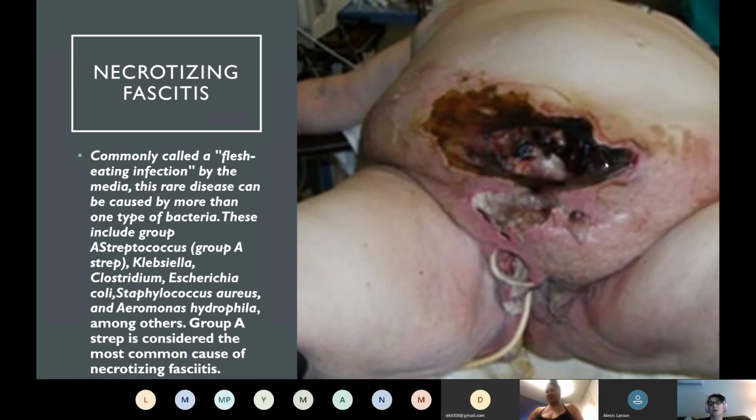See the black area? That means that is dead tissue. It is necrosed. It's not going to come back. Okay. And so this bacteria actually eats away and takes the flesh from the patient. And a lot of times, if this is not caught soon enough, it can be the death of someone.